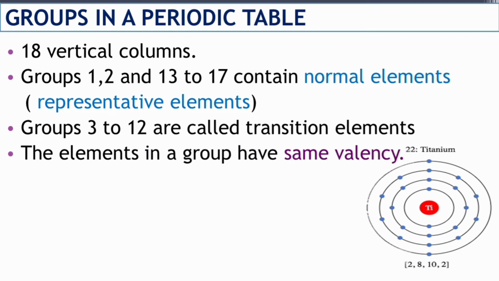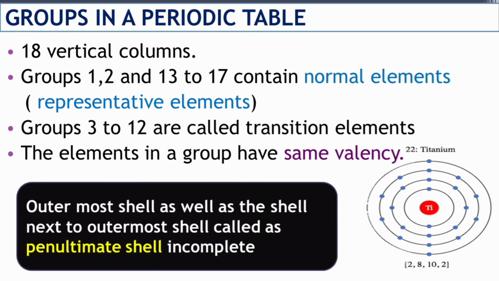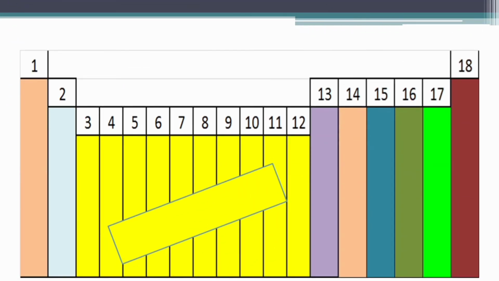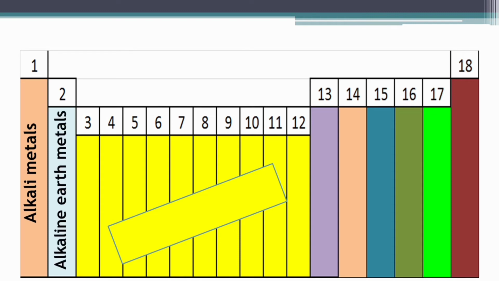The elements from group 3 to 12 are called transition elements because the outermost shell as well as the shell next to the outermost shell, called the penultimate shell, are incomplete. So electrons get filled simultaneously in both these shells. Now let's learn the names of these groups. The first group elements are called alkali metals. Second group elements are called alkaline earth metals. Groups 3 to 12 are known as transition metals.